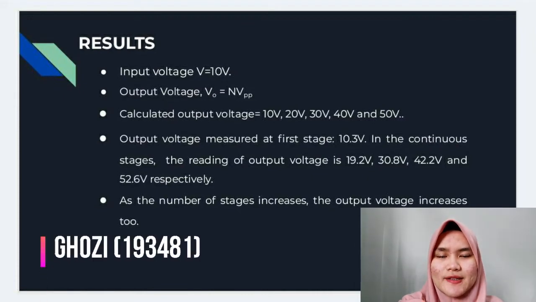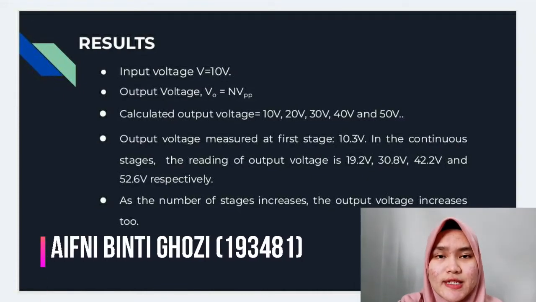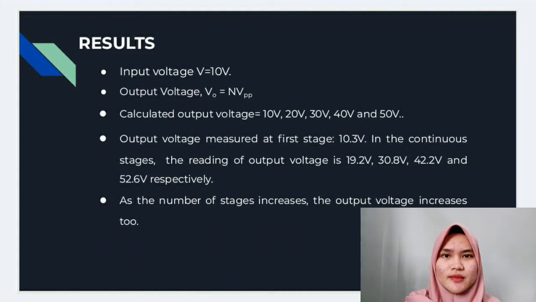Hi. Okay, so my name is AIFNI Binti GHOZI. My metric number is 193481. So for the result, the input that we decided to give during our experiment was 10 volt. The formula to calculate the output voltage is Vout equals N times VPP. VPP means voltage peak to peak.